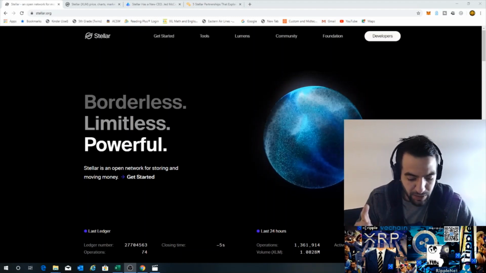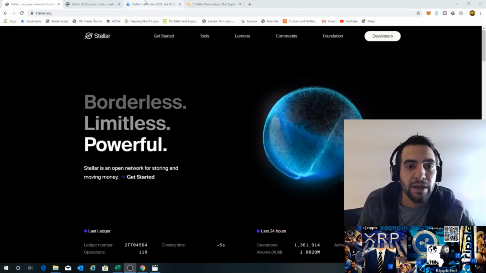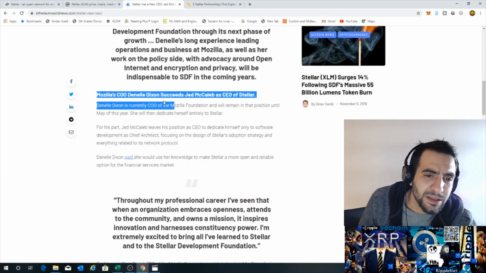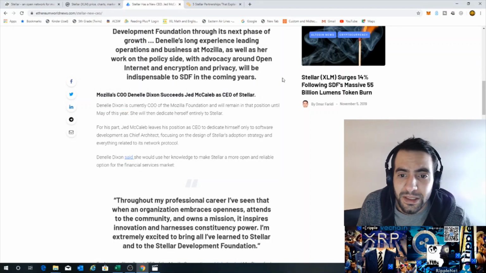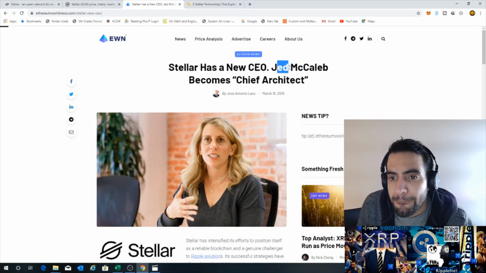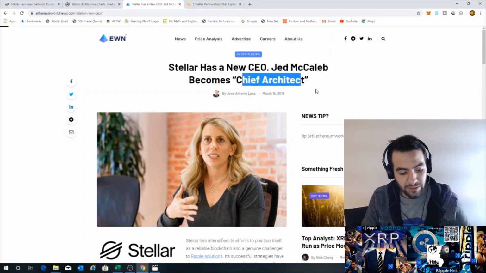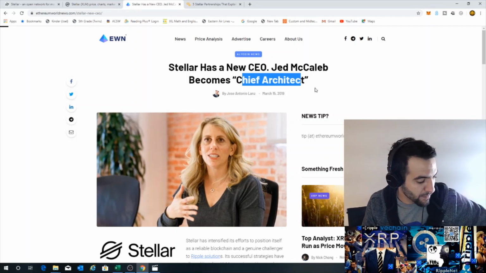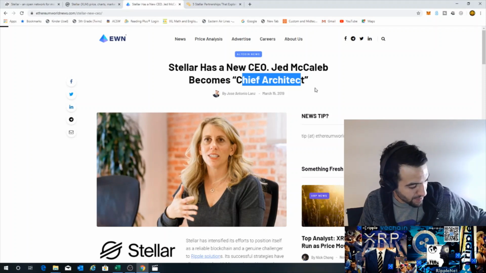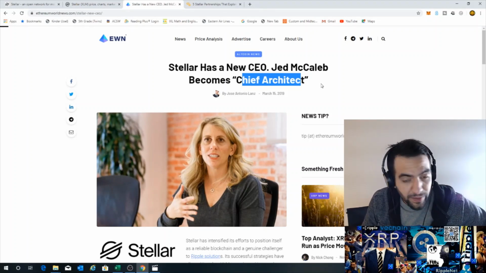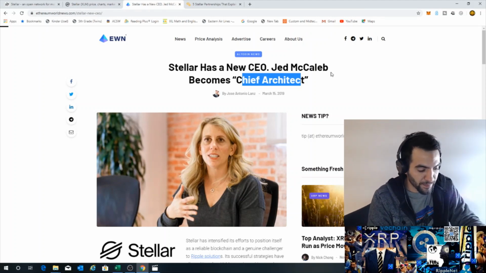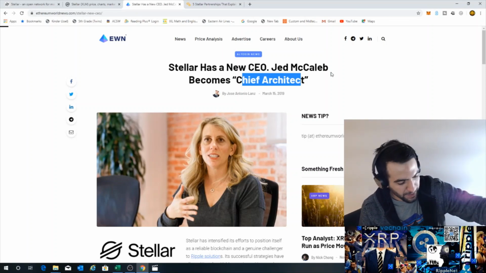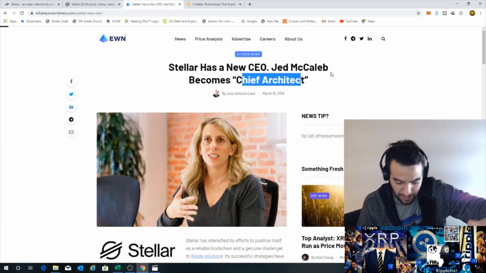Based off of that, let's take a look at the new CEO they have and what they did with Mahaleb. Mozilla's COO, Denelle Dixon, is now the CEO of Stellar, and Jed McCaleb became the chief architect. They want him to focus on the coin and keep making it better, while another person comes in and takes up his position to put everything in order. And who better than her? I know what they're doing. They don't just pick up a CEO from the street. They have to have specific experience, and she looks like she has plenty.